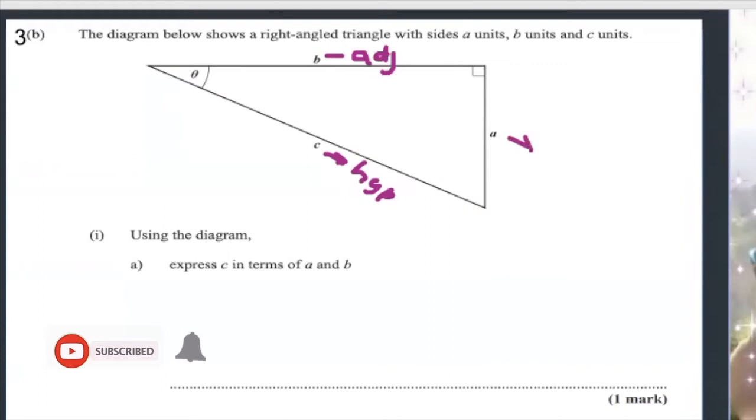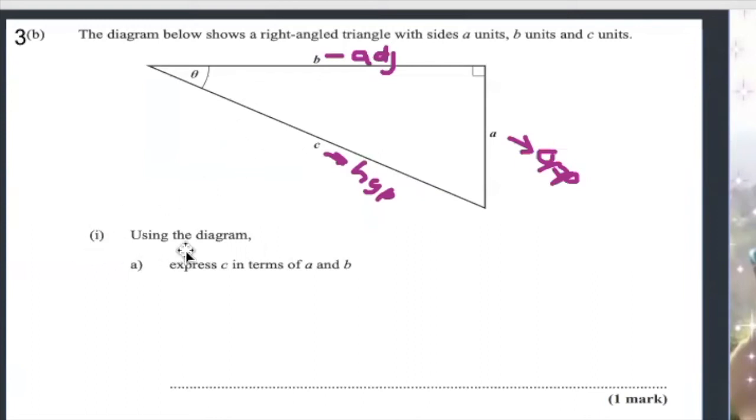And this is the opposite side. Now remember, we say adjacent side because it's right beside the angle. This is opposite because it's opposite to the angle. And this is the hypotenuse, which is considered to be the longest side.